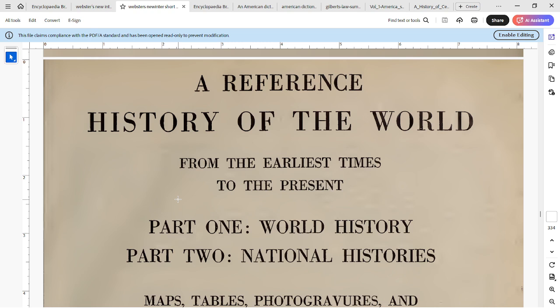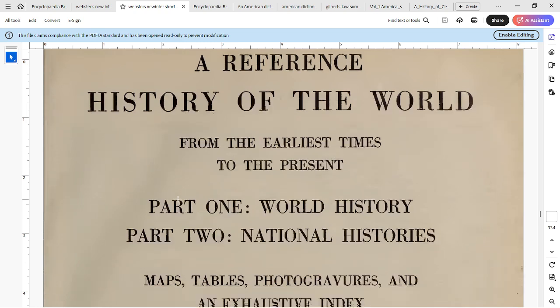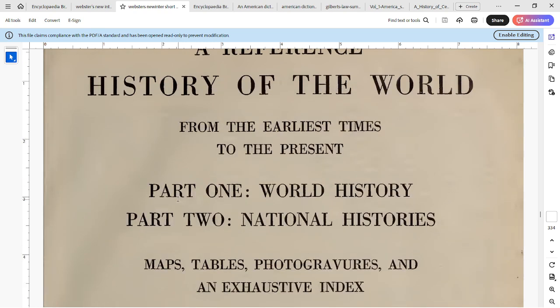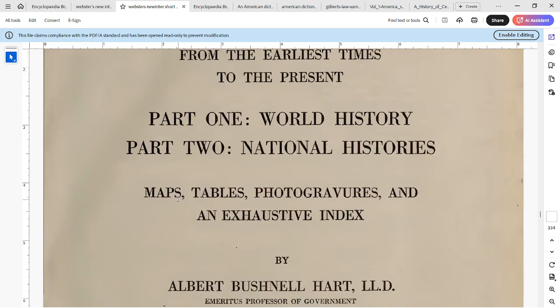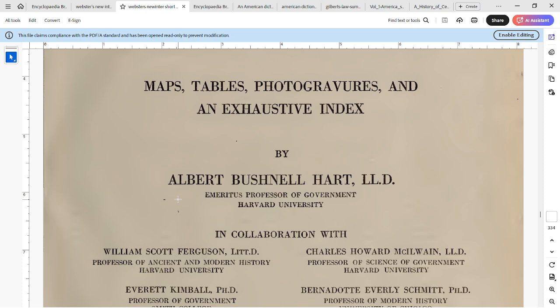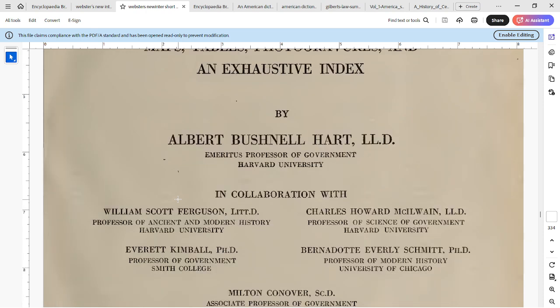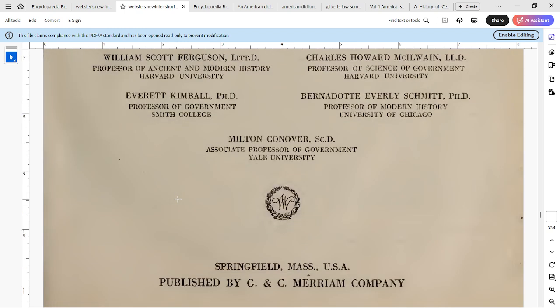All right, we're going to be reading a reference history of the world from the earliest times to present. Part 1, World History. Part 2, National Histories. There are maps, tables, photographs, and an exhaustive index by Albert Bushnell Hart in collaboration with William Scott Ferguson, Charles Howard McIlwain, Everett Kimball, Bernadotte Everly Schmidt, Milton Conover.